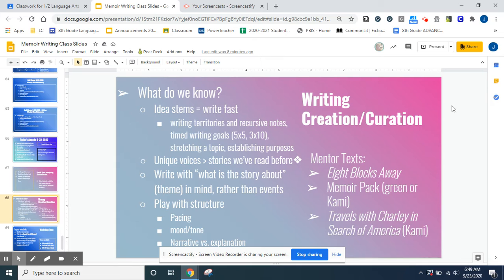And so I might write about that moment and see where it takes me. As you're writing as well, you want to think about playing around with structure. You want to think about your mood, your tone, and then what moments are explanation and what moments are narrative. And those two can blend together.